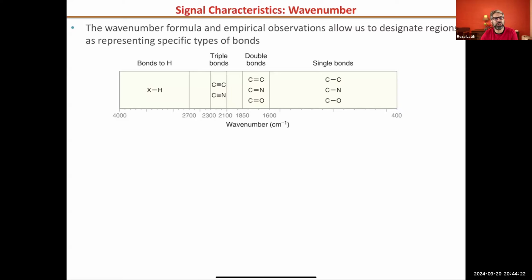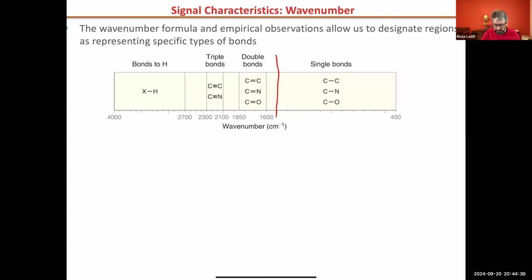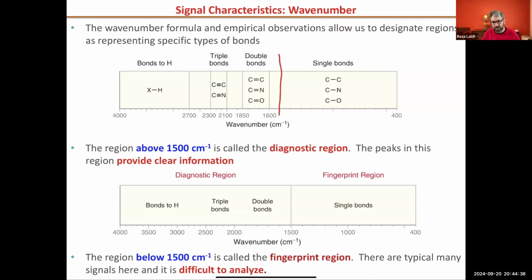Last lecture, we were talking about IR spectrum, and we said that whenever you see a spectrum, put a line somewhere around 1500. The region less than 1500, we called the fingerprint region, and we said it's not really that helpful. Why? Because it's going to be so crowded. The one that we were going to focus on is the region higher than 1600.